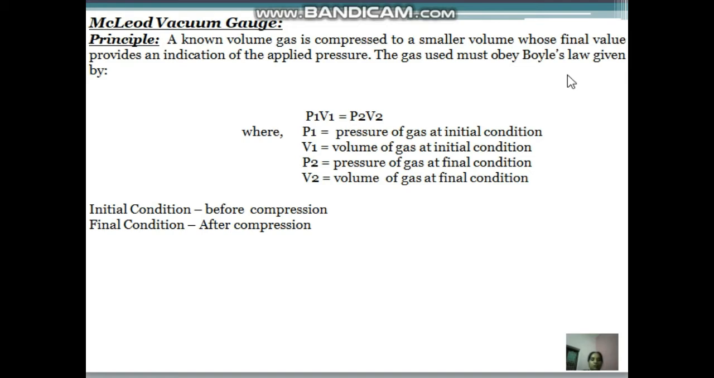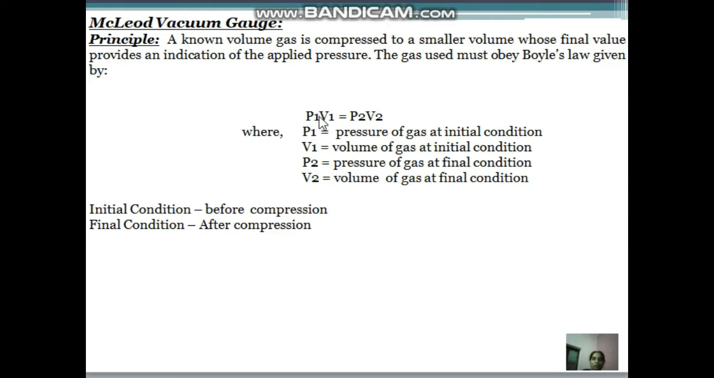P1 V1 equals P2 V2, which means the pressure and volume at the initial condition are equal to the pressure and volume at the final condition. Initial condition means before compression and final condition means after compression. In this McLeod gauge, a known volume of gas at very low pressure is compressed to a smaller volume, so with high pressure, and using the resulting volume and pressure, the initial pressure can be calculated. This is the principle behind the McLeod vacuum gauge.